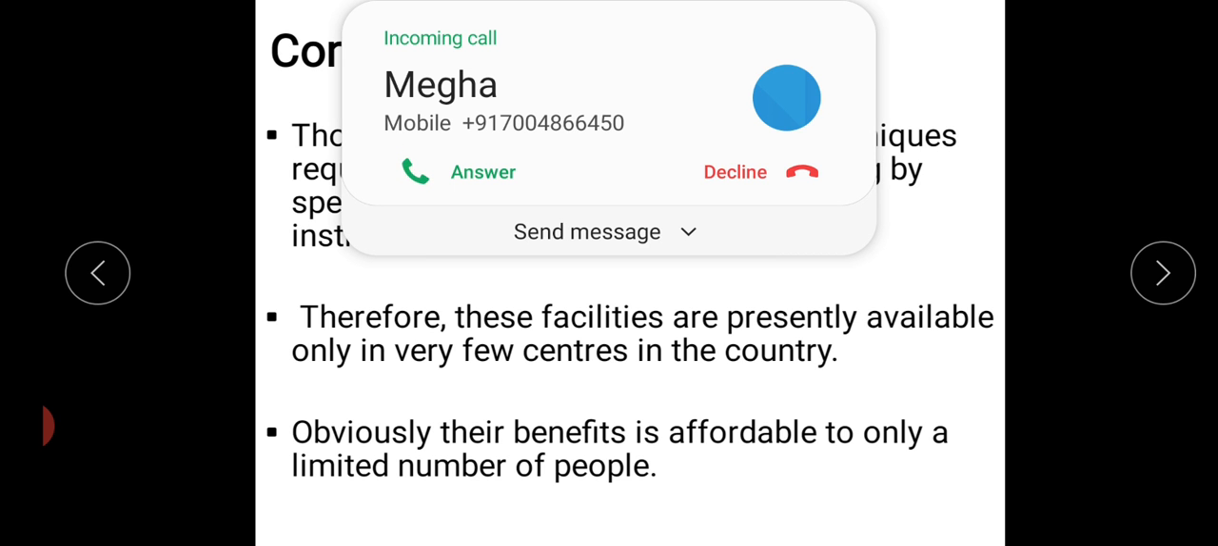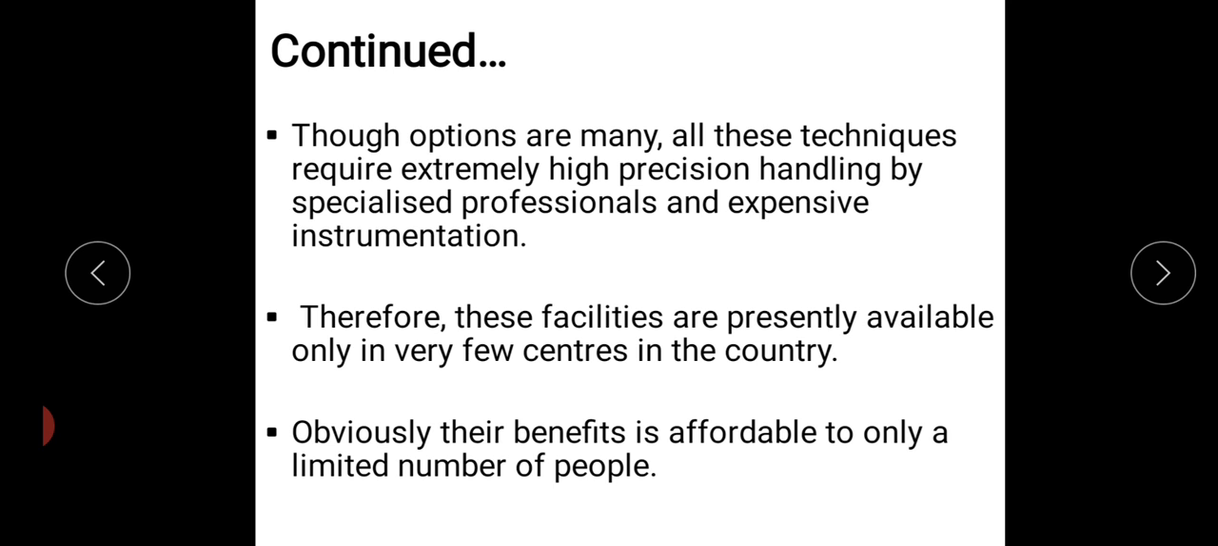Extremely high precision handling by specialized professionals and expensive instrumentation. Though there are so many options that we have talked about, all these techniques require extremely high precision. High precision means the experts need to be really very quick and well trained in those particular methods, so that it could be done very efficiently. Handling by specialized professionals is always needed, and it's also very expensive.